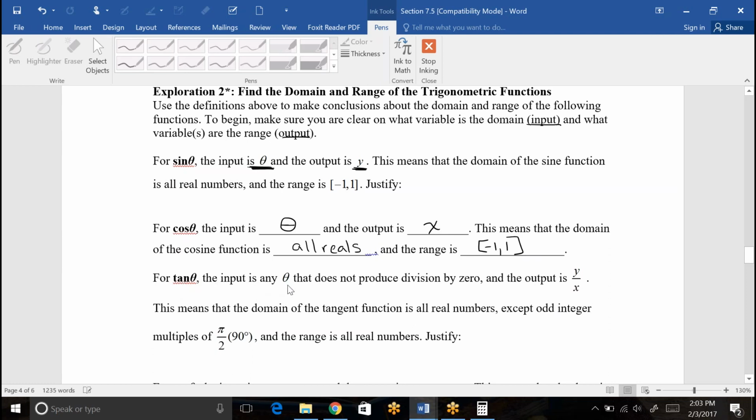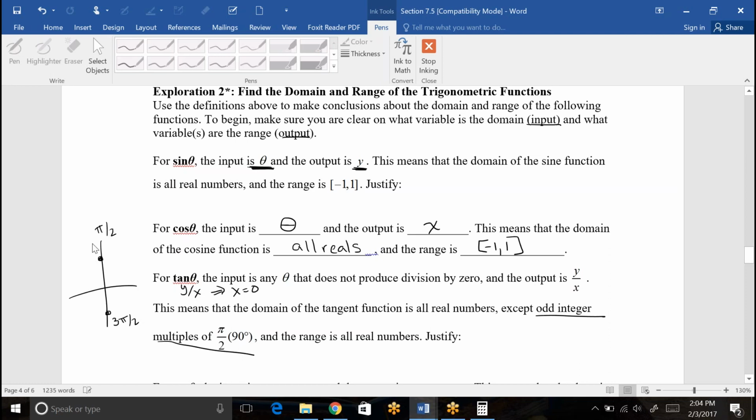For tangent theta, the input is any theta that does not produce division by 0. The output is going to be y over x. So what this means is that the domain we have has to be restricted. And the reason this happens is because, remember, tangent is y over x. Anytime x equals 0, we would be in trouble. Well, where does x equal 0? X equals 0 at pi over 2 and down here at 3 pi over 2. Notice it does not have a problem when you're at 0 or at 2 pi over 2, which is pi. That's why they say that it has to be odd integer multiples of pi over 2.